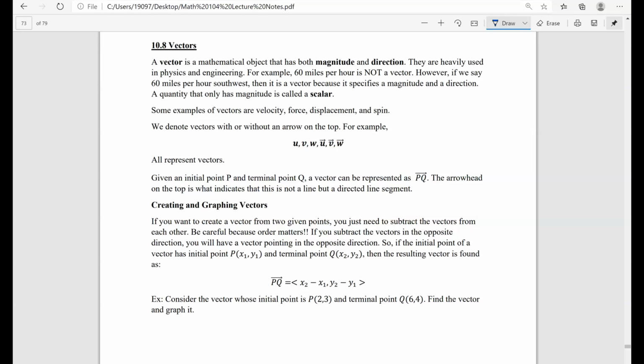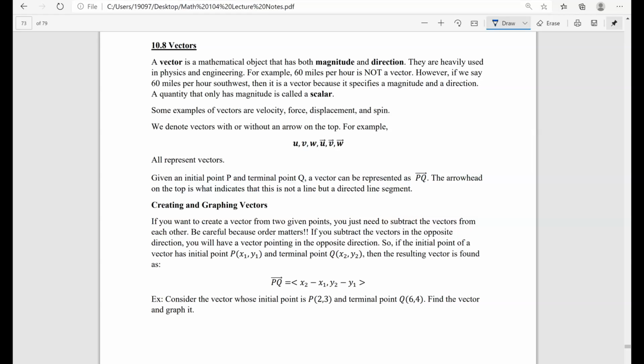This is 10.8 vectors. So we're reaching the beginning of the end. Vectors appear a lot in physics, and you're going to see them a lot, especially if you're going to have to take either Physics 125, Physics 180, even if you're taking Physics 185. All the different types of physics, you have to use vectors. Let's start off with the definition of a vector.